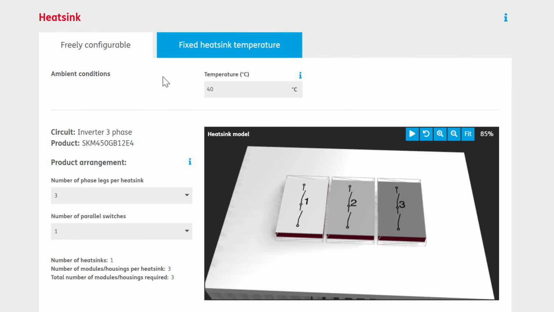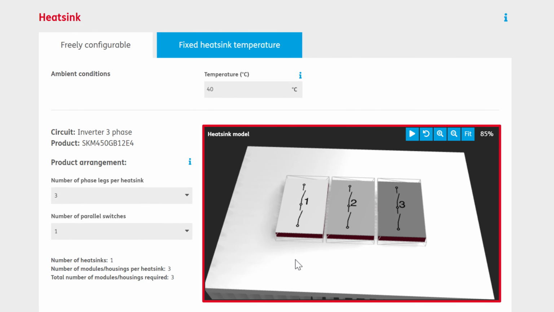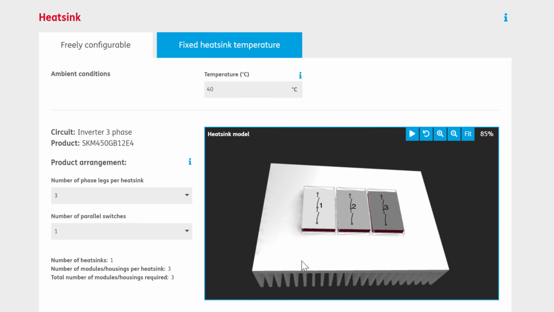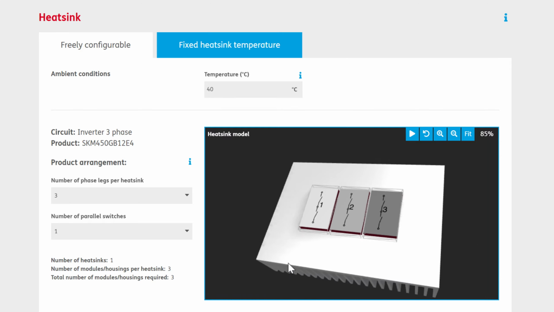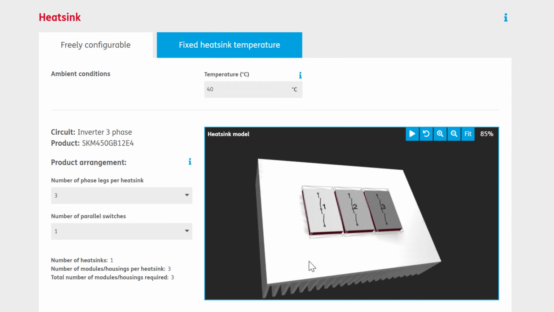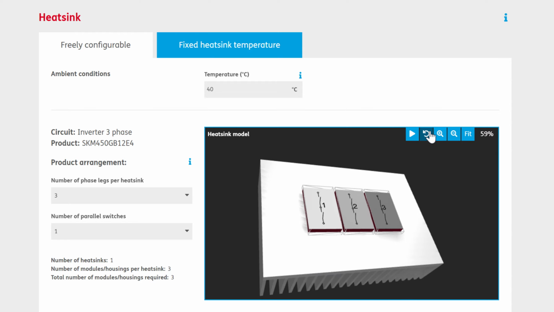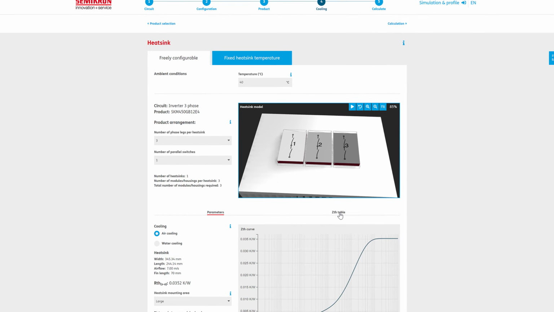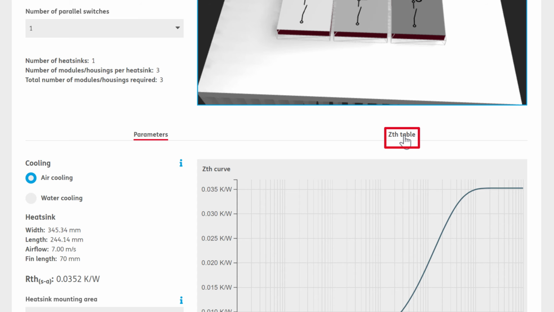The heatsinks used in SemiSel are not real heatsinks. They are simply models that have been adapted to the size and the number of the selected power modules. The idea is to provide dimensions and a thermal resistance of a required heatsink, which could then be used as a specification for a heatsink supplier. If you already know the thermal impedance of your chosen heatsink, you can then skip this step and go directly to the Z-theta table.